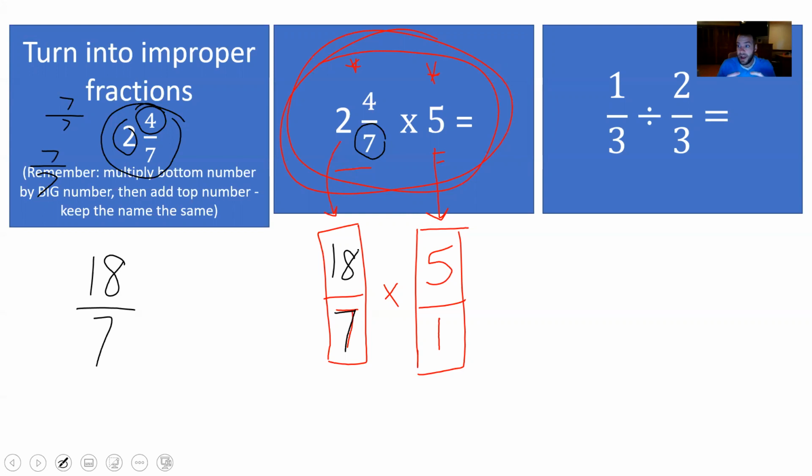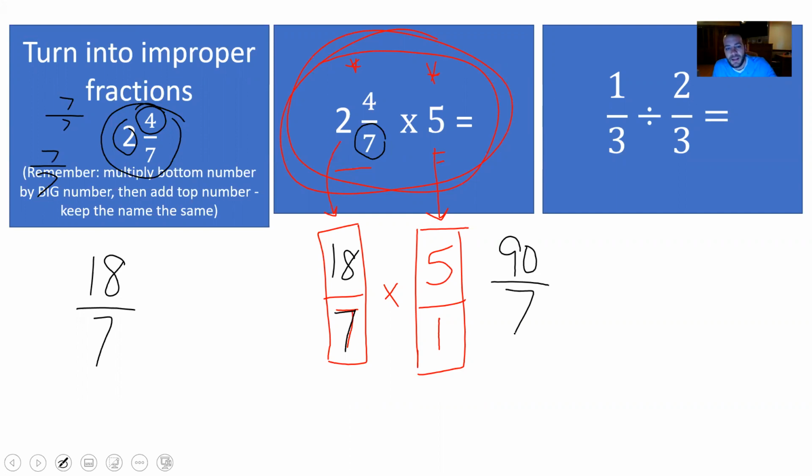Now we could simplify and then multiply. Ooh, that's a lot of plies, right? But actually we can't, because you need to be able to reduce a top and a bottom number, and you can't do that here. So even if you knew about that shortcut, even if you had that in your math belt, you can't apply it here. So we just have to multiply across. 18 times 5 is 90, and 7 times 1 is 7. So now you have 90 sevenths, but we have a whole bunch of wholes we can pull out there, right?